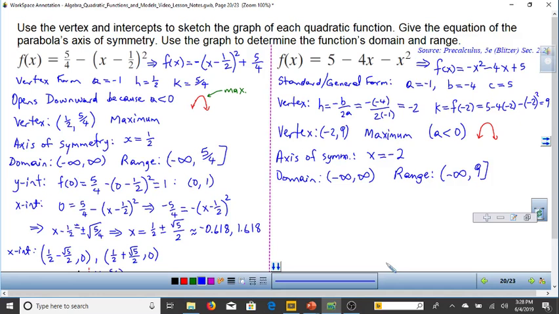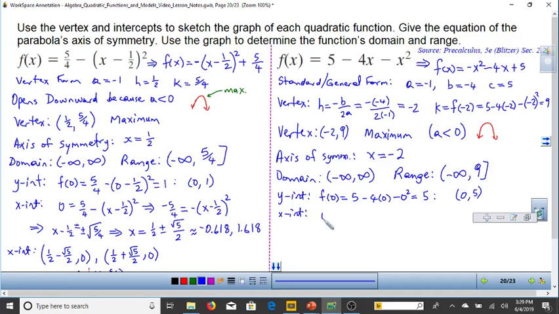And then we can now determine our y-intercept, which in this case is pretty simple because all you have to do is replace all your x's with 0, and that will cause only 5 to be remaining. So we have 5 minus 4 times 0 minus 0 squared, which is equal to 5. So my y-intercept is 0, comma 5. Now let's see if we can find the x-intercepts.